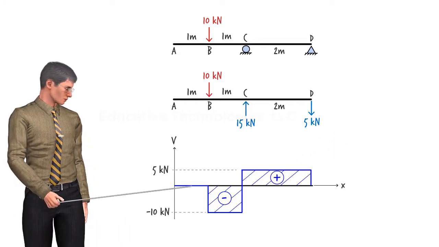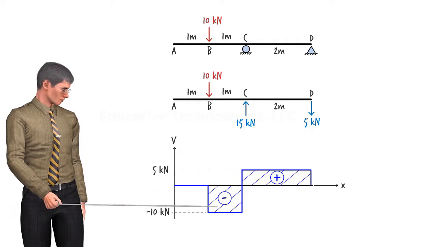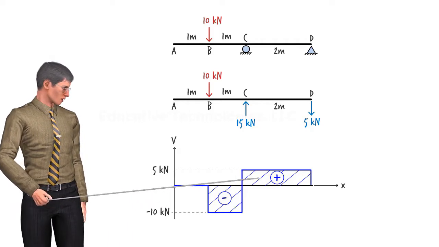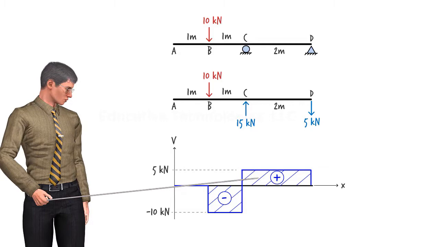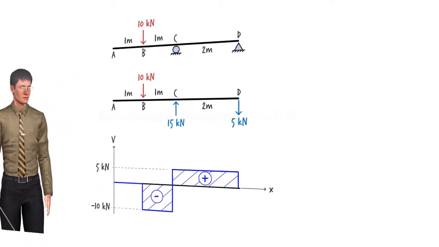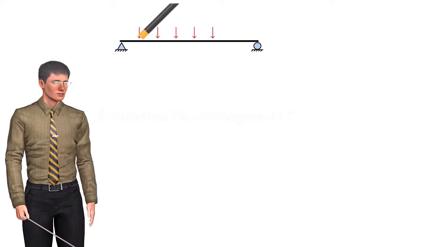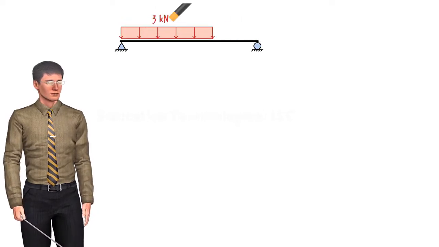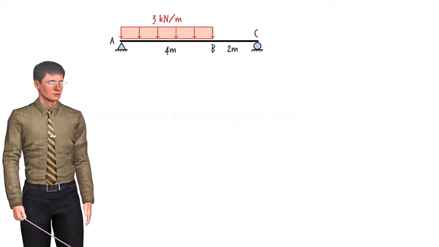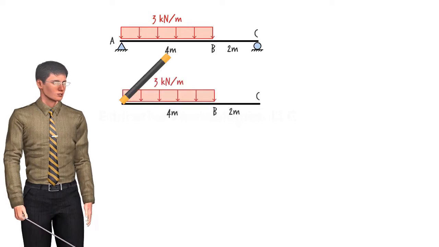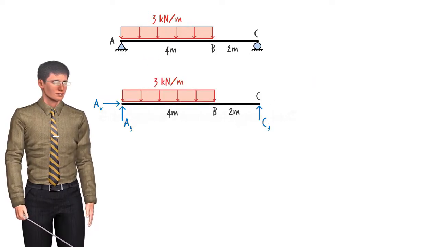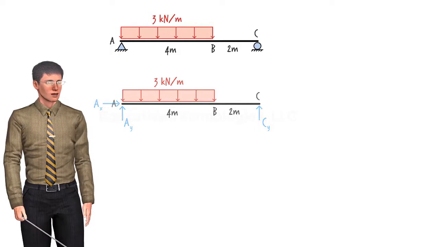In the left segment, shear is 0. In the middle segment, shear is negative. And in the right segment, we have a positive shear. Now, let's look at a case in which the beam is subjected to a uniformly distributed load. We start by drawing the beam's free body diagram. We then calculate the unknown support reactions.